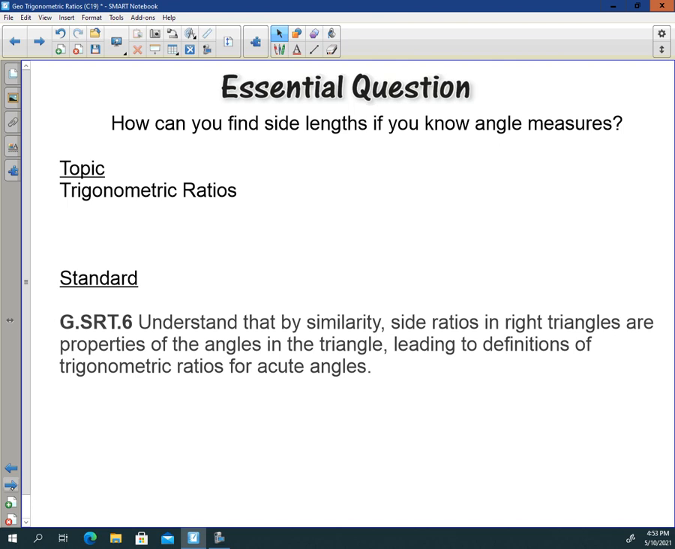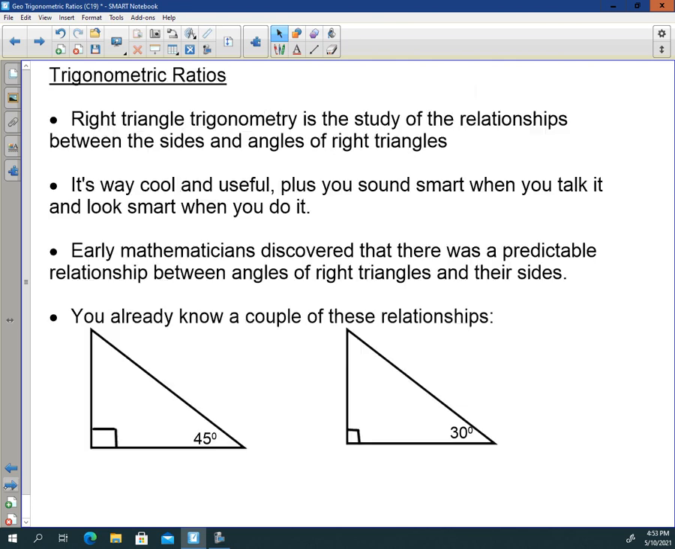Essential question: how can you find side lengths if you know angle measures? The topic is trigonometric ratios. Friends, we are going to study some trig, and I am so excited about it. It's one of my favorite things to teach people because right triangle trigonometry is very cool. It is actually the study of relationships between the sides and the angles of right triangles.